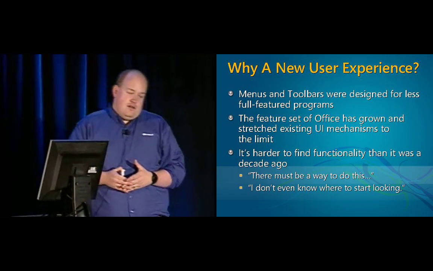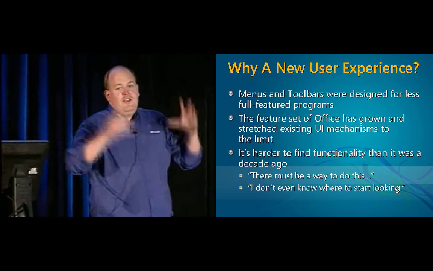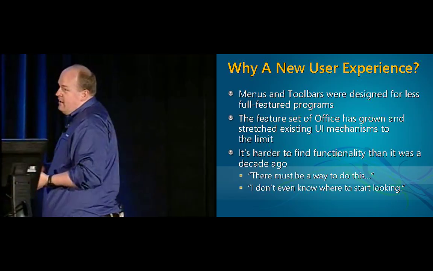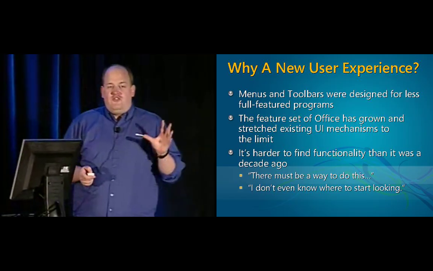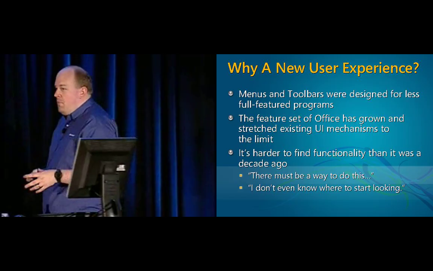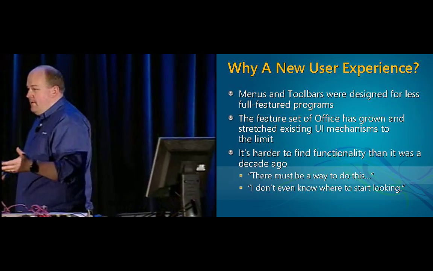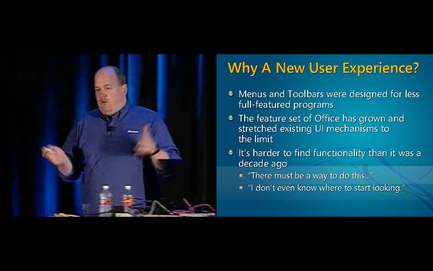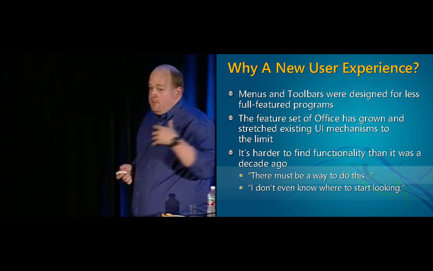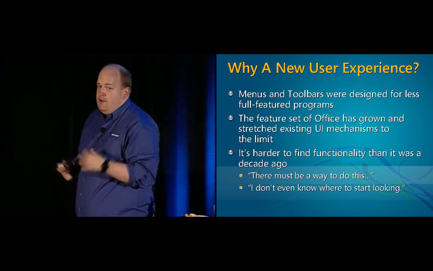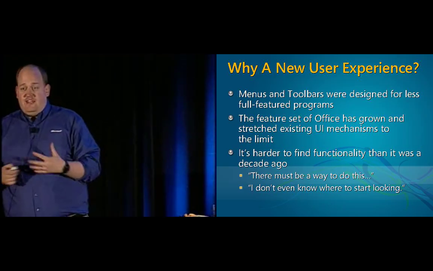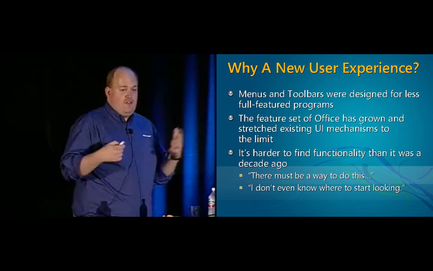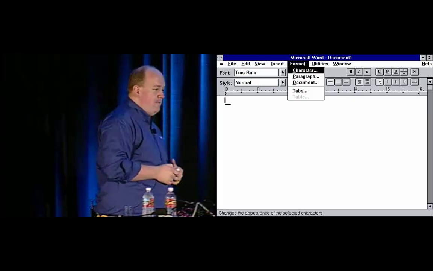And as a result, we find that people are frustrated. They know that there must be a better way of doing something, but they don't know what it is. And worse, they don't even know where to start looking, right? If I want to find a command in Office today, or piece of functionality, I don't know where it is, where do I start? Do I look through all of the menus from left to right, and then bring up all the 30 toolbars, and then look through the 25 or 30 task panes? Like, how do I even start doing that? How do I know whether something is in the product or isn't in the product?